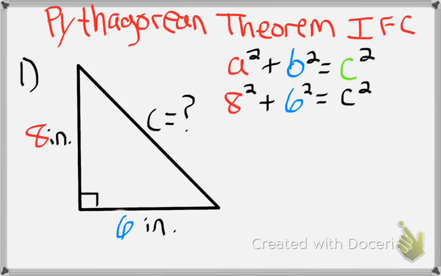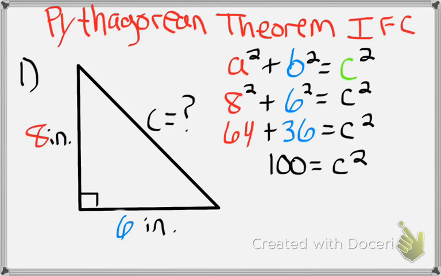Just like all equation skills, we can't solve for C until we get C by itself, but we can't get C by itself until we evaluate this side. We know we can square these, and then we can add them together following the order of operations. So let's square them first. If you square them, you get 64 and 36. Now it's time to add them together. And we got 100 equals C squared.